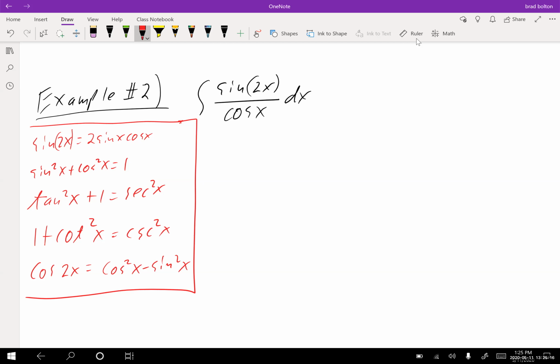Okay, so now we can use these trig identities to help us with a problem like this. Hopefully you understand that this is a problem because this is a division problem and we don't know how to do integration or antiderivatives of division. So what we're going to do is rewrite it as the integral of 2 sine x cosine x, using the double angle, over cosine x dx.